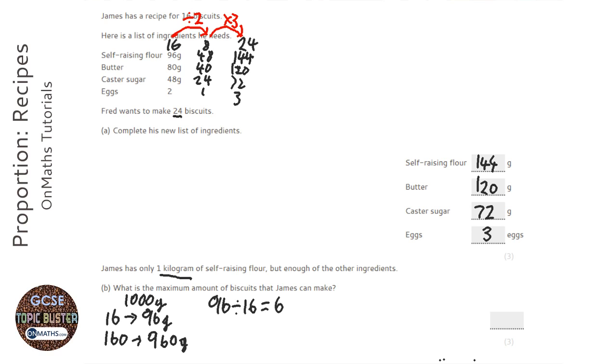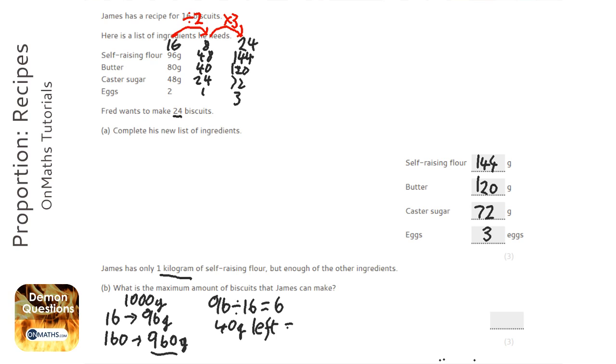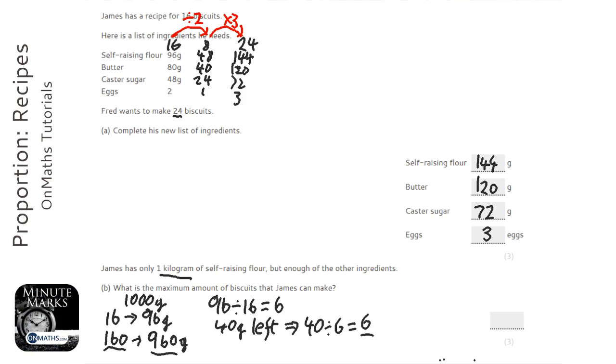So how many 6s are left there? Well, there's 40 grams left. And so what I want to do is 40 divided by 6, which means 6 times 6 is 36, so I can have another 6. So I can have this 160, and also I can have another 6. So that's 166.